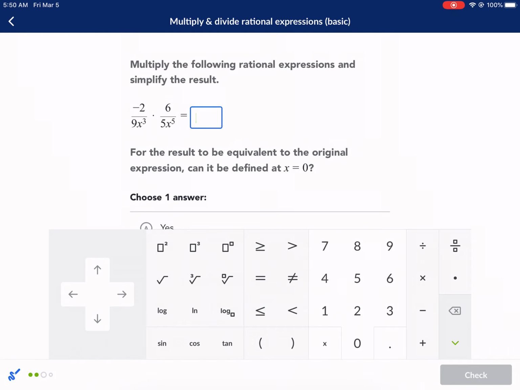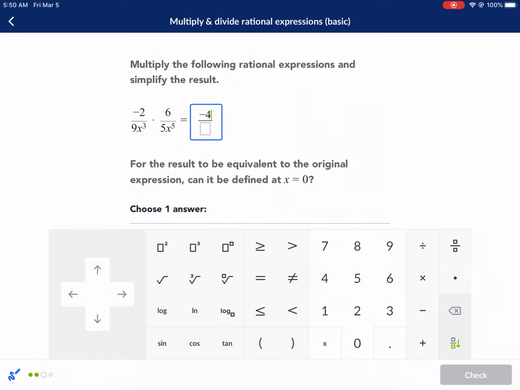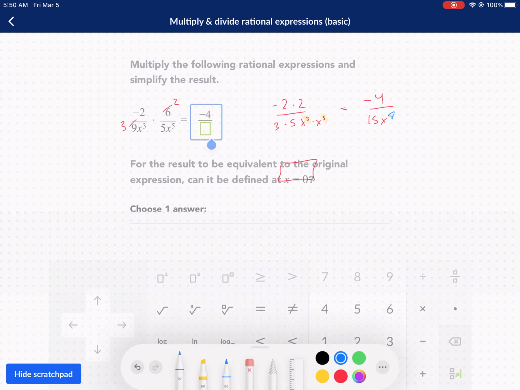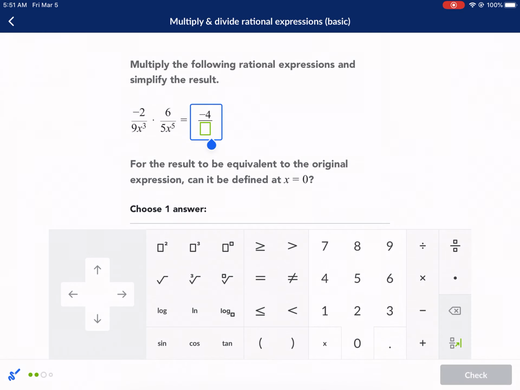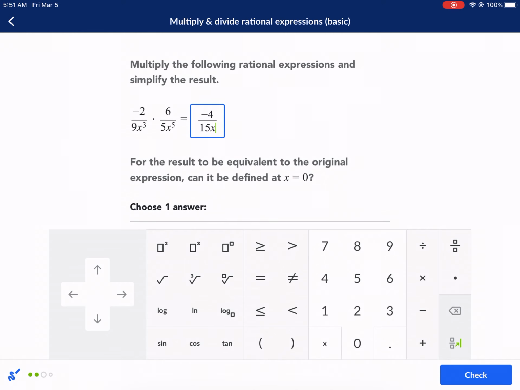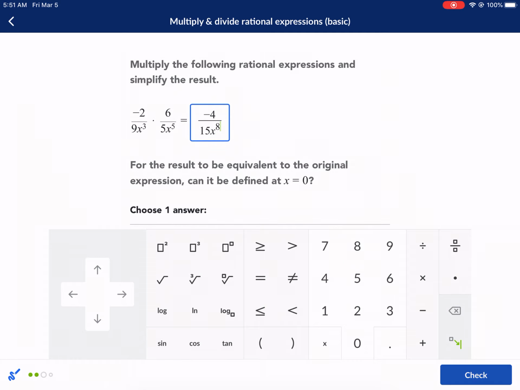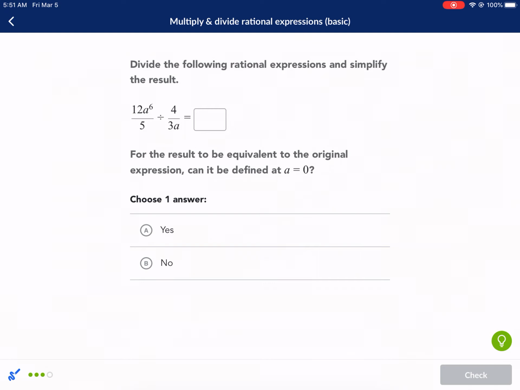Let's type that in. Negative 4. Did I forget something? No. Negative 4 over positive 15, x to the 8th power. Boom. Check it. All right, next question. Last one.